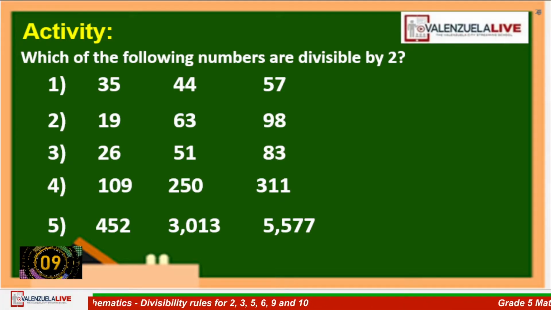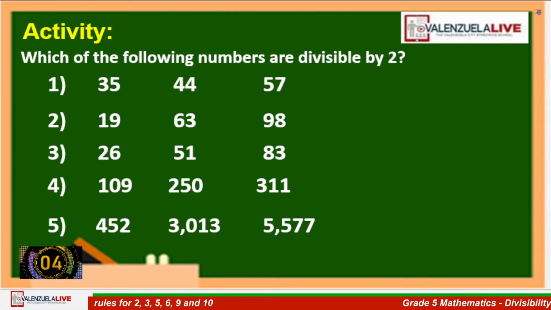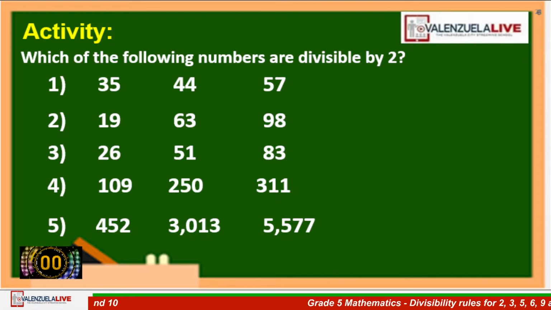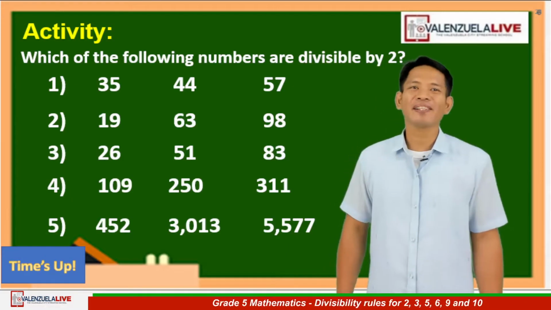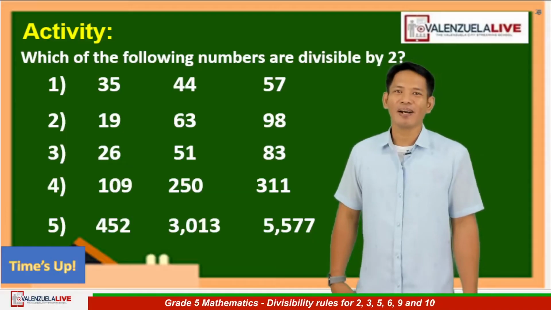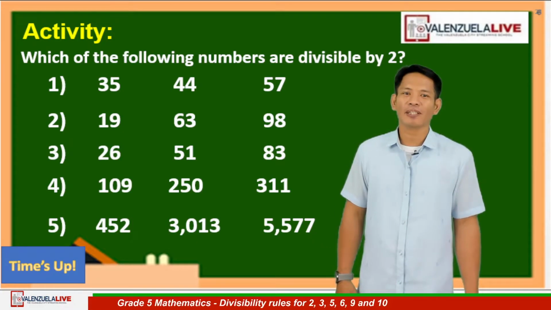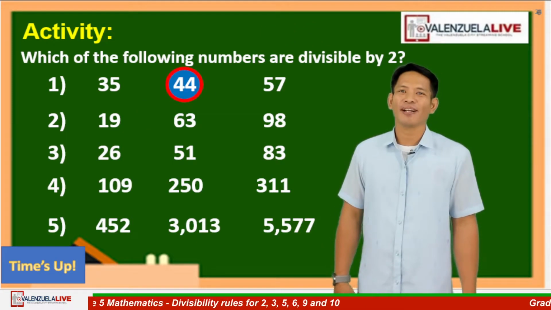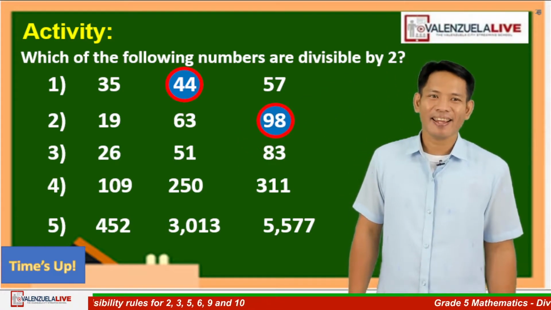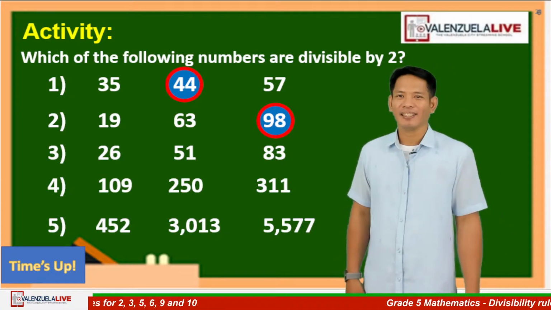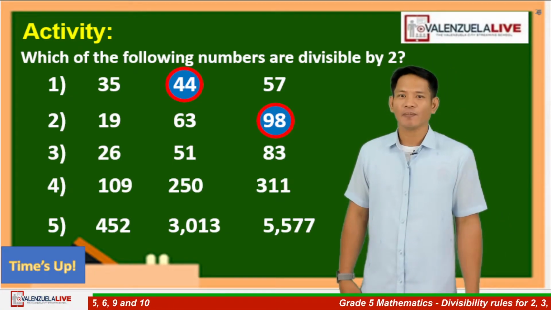Ten seconds. Time's up. Okay. Let's find out if your answers are correct. In number 1, grade 5, the correct answer, of course, is 44. How about the next one? The correct answer is 98. How about in number 3? If your answer is 26, then you are also correct.